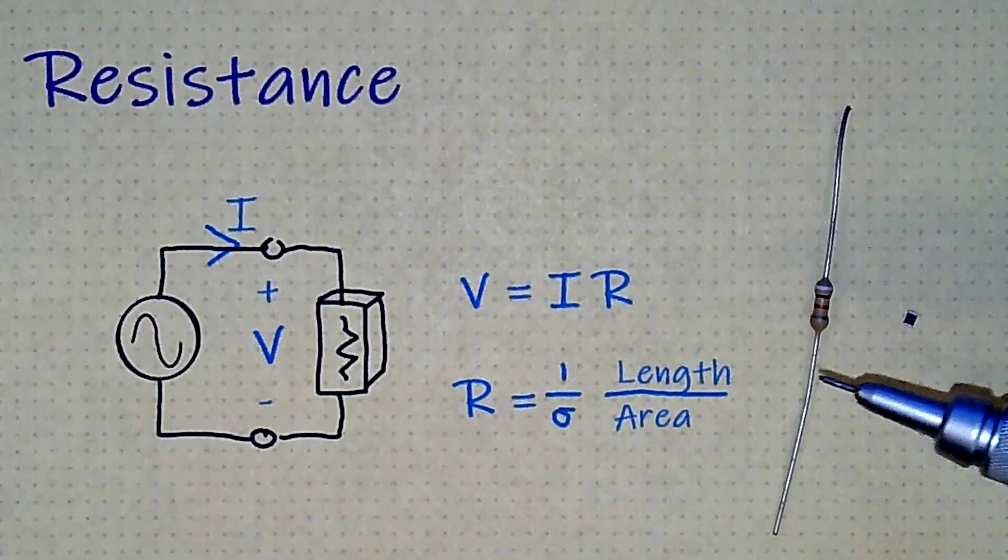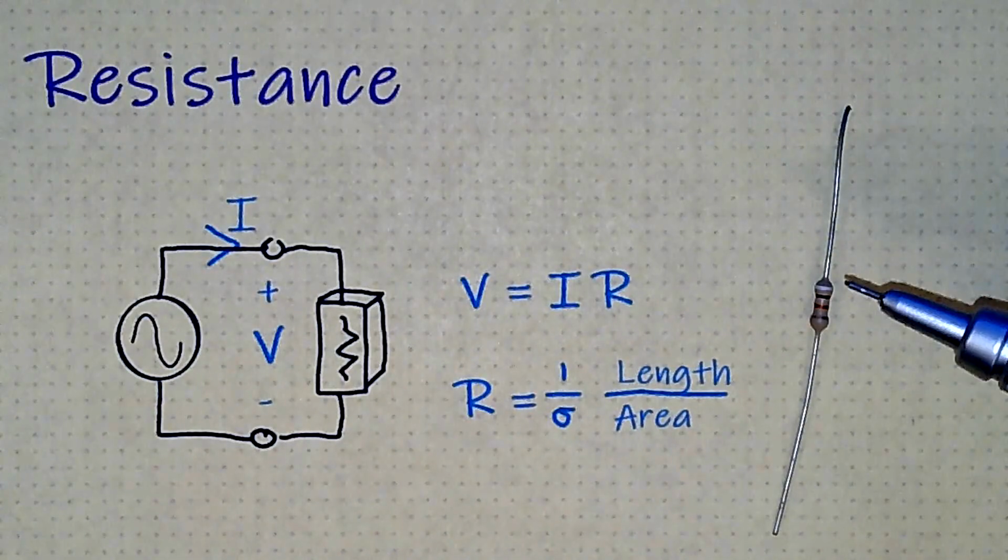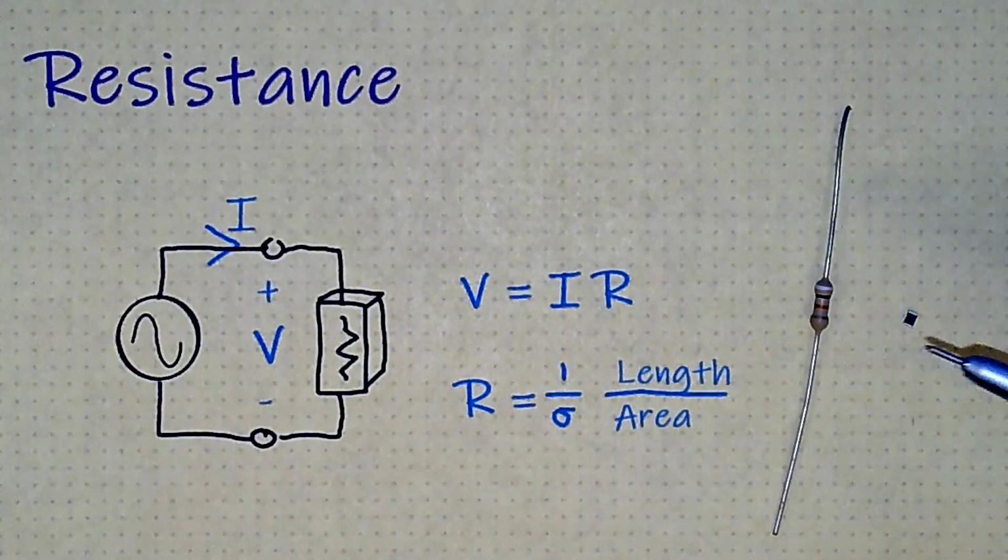So structurally, we have different ways to make resistors. This is the old style leaded resistor, and this is a new style surface mount resistor.